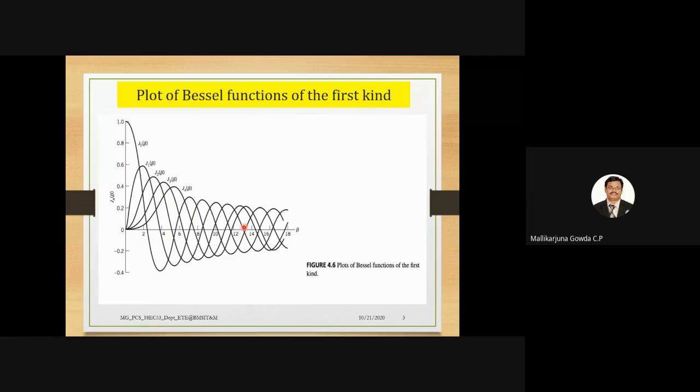What I said, the properties, right? When n is even, what happens? When n is odd, what happens? I hope everybody has remembered that, right? So for odd value of n, what I said, J minus n of beta is equal to minus Jn of beta, right? So odd numbered lower side bands are reversed in phase, we can say.